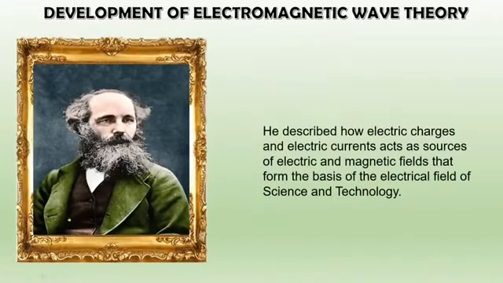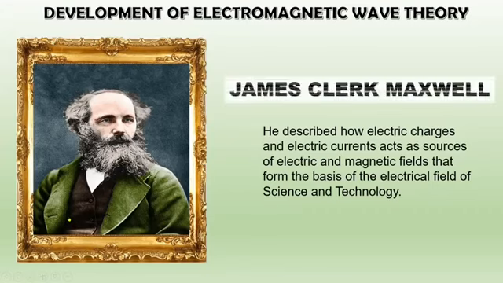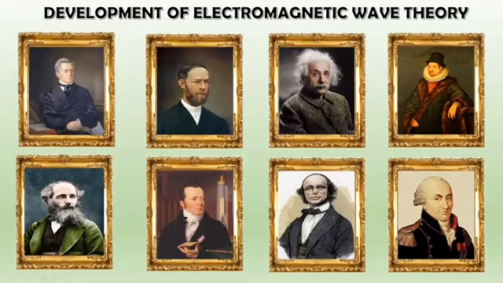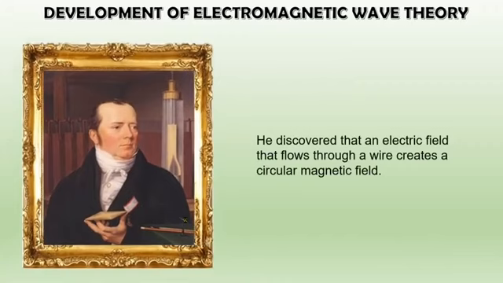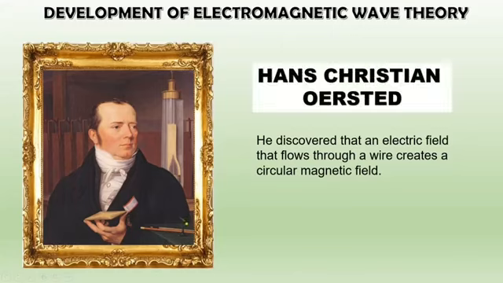He described how electric charges and electric currents act as sources of electric and magnetic fields that form the basis of electrical field of science and technology. He is James Clerk Maxwell. He discovered that an electric field that flows through a wire creates a circular magnetic field. He is none other than Hans Christian Ørsted.